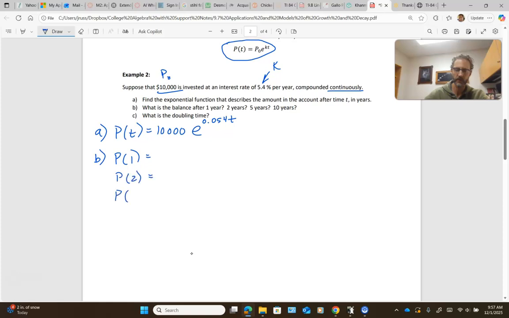So you can do all this in the calculator if you'd like. And let's see, 5.4, that's not a bad interest rate.